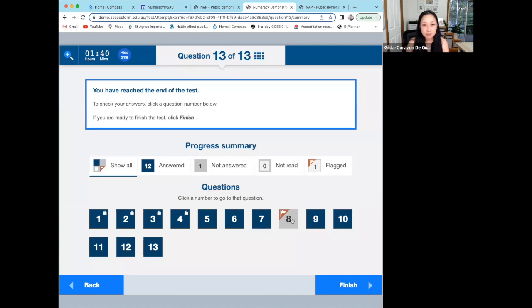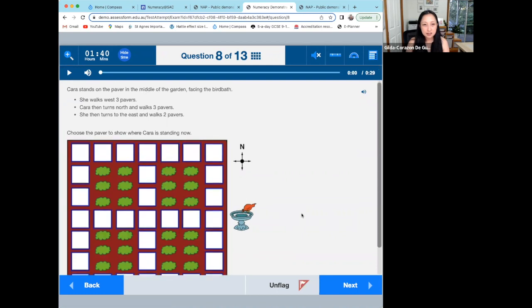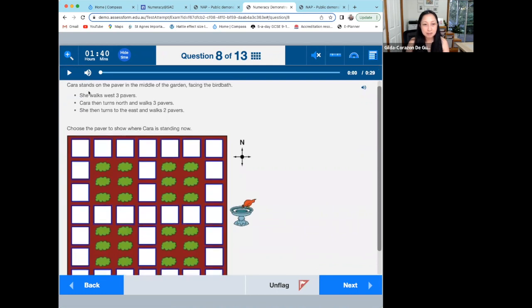Now, remember we flagged something a while ago, so you click on that one. Let's read it. It says, Kara stands on the paver in the middle of the garden, facing the bird bath. She walks west 3 pavers. Kara then turns north and walks 3 pavers. She then turns to the east and walks 2 pavers. Choose a paver to show where Kara is standing now. Okay, so she would be standing here.